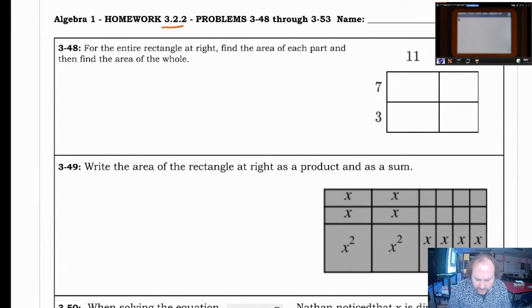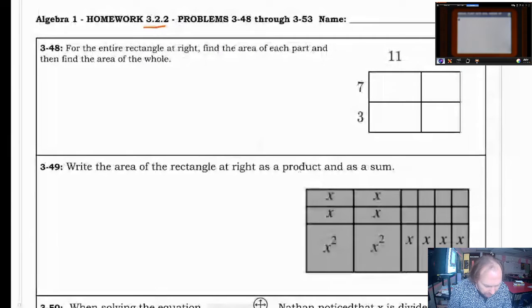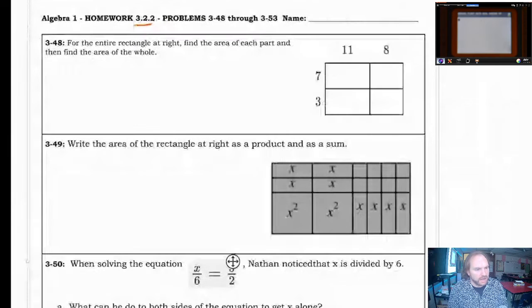If you made it through class at all today and you took away anything, hopefully 348 and 349 are very easy problems for you. All we're really doing here is addressing the topic of area versus the dimensions that are going on in that rectangle. So we're going to find the area of each part and then find the area of the whole. All you got to do here is multiply the dimensions.